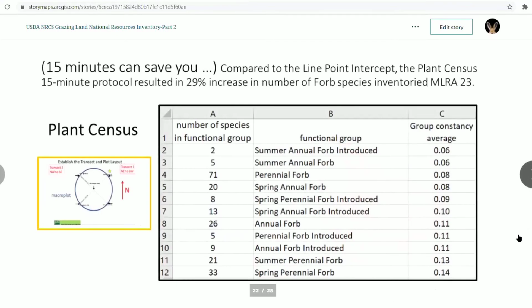Plant census is a 15-minute search for additional plant species in the macroplot. The number of species were compared between the line point intercept and the plant census protocols. Plant census had 29% more species than the line point intercept. Forbs especially increased as a functional group. The species list helps focus plant identification training for health assessments and inventory.